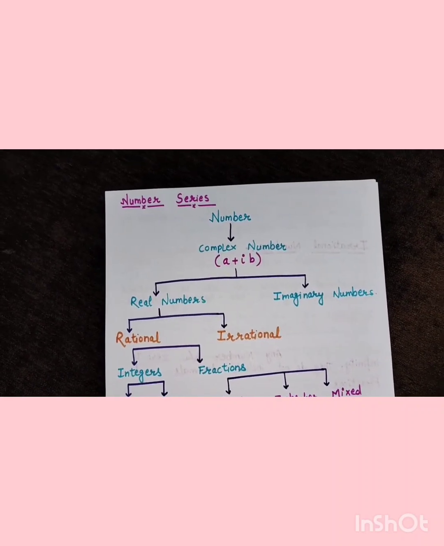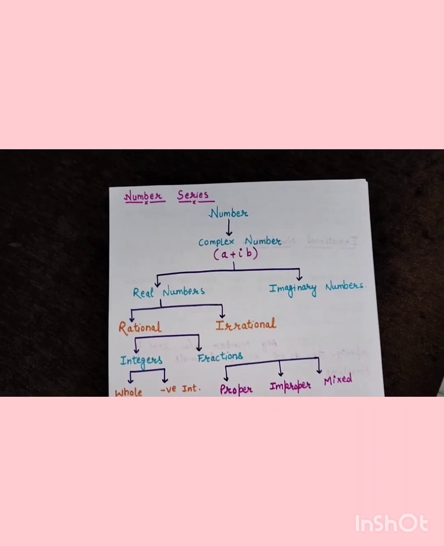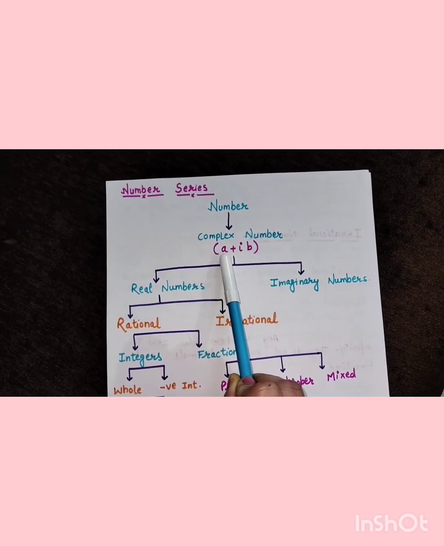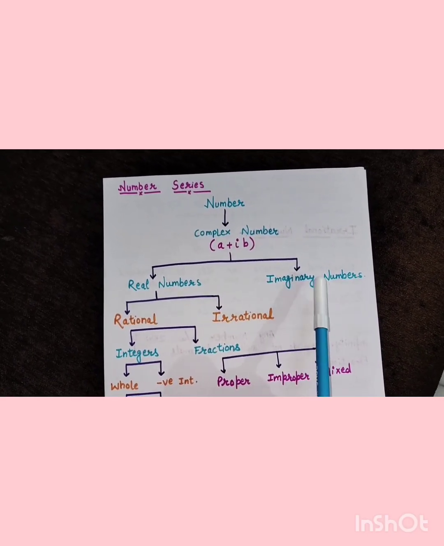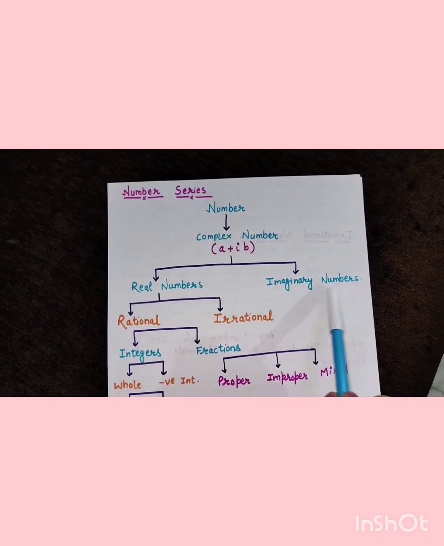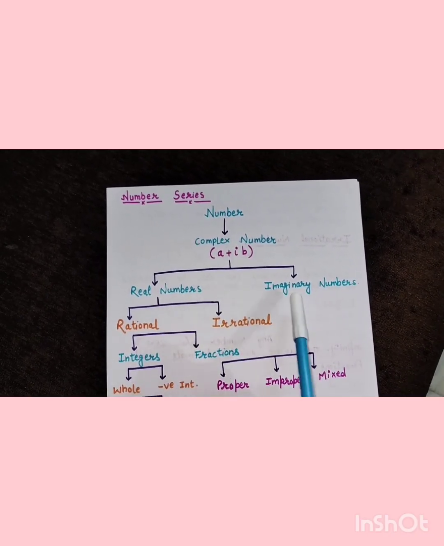Students, today we have discussed number series and some definitions. So first is complex number. A complex number is in the form of a plus iota b, where a is the real part and iota b is the imaginary part. So a complex number is divided into two parts, that is the real part and the imaginary part, or real numbers or imaginary numbers.